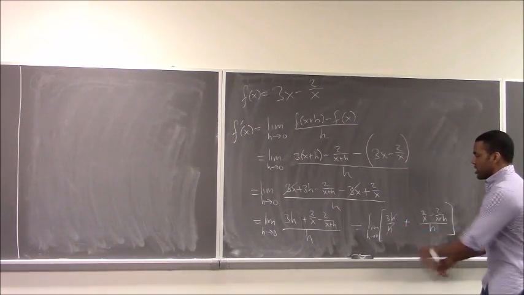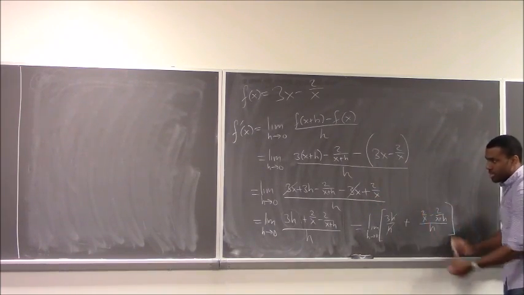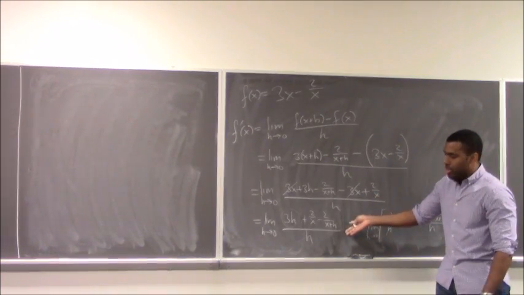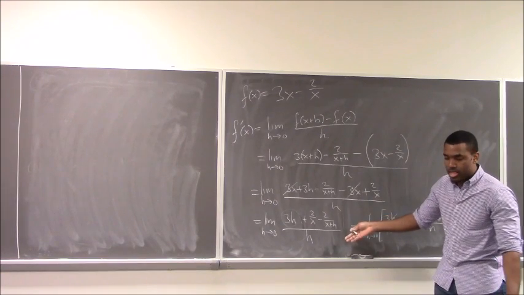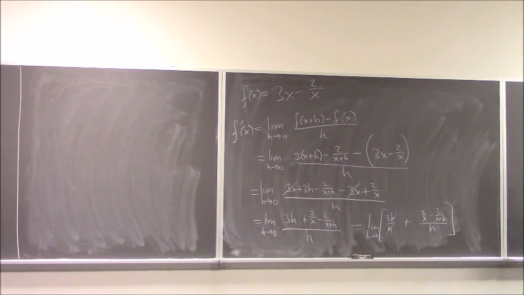And so this guy, there's just a 3 hanging out by its own. So I just kind of ignore it and then I focus on this. But honestly, you could have multiplied top and bottom by the LCD at this point, and eventually you would get to the same answer. It's not going to change anything.